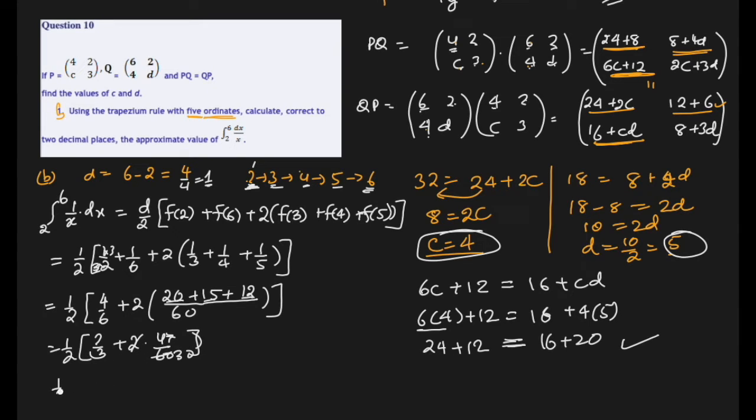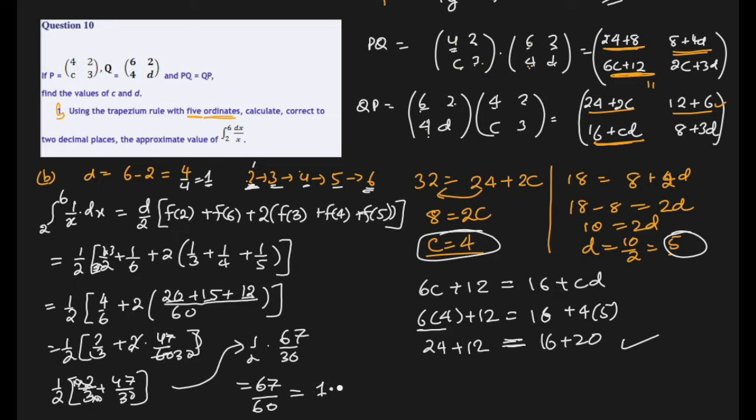Okay, so half times 2/3 plus 47 over 30, times 10 here, 20 plus 47 is 67. Let's complete it here. Half times 67 over 30. That comes out to be 67 over 60, which will be 1.12 units approximately. So the definite integral from 2 to 6 is equal to 1.12.